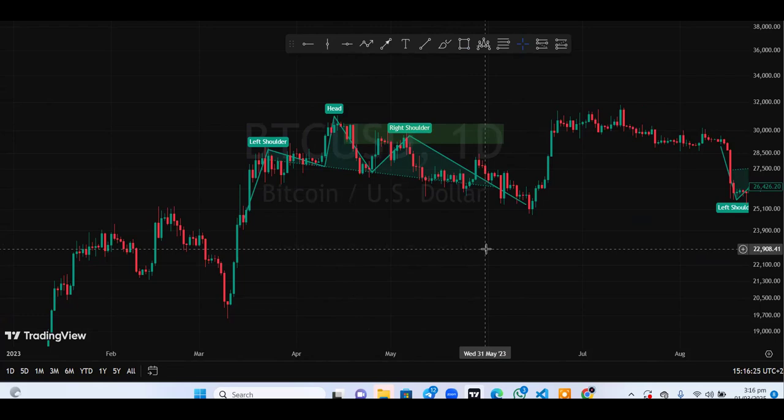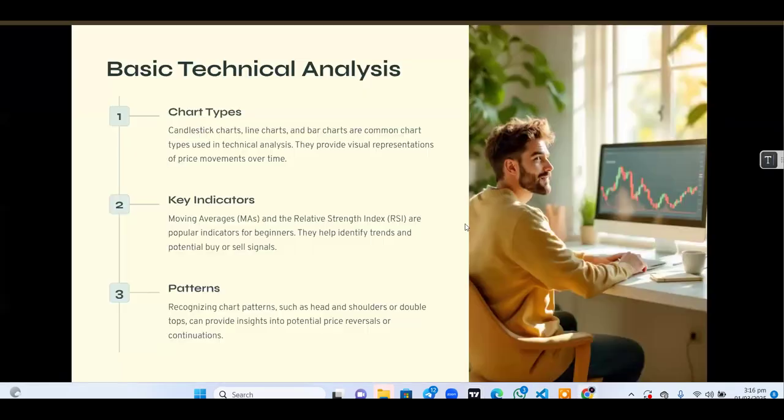And I'm using a daily time frame. This is a long-term perspective type of a trader where you are trading like an investor. You have been holding for months. So that is it about patterns.